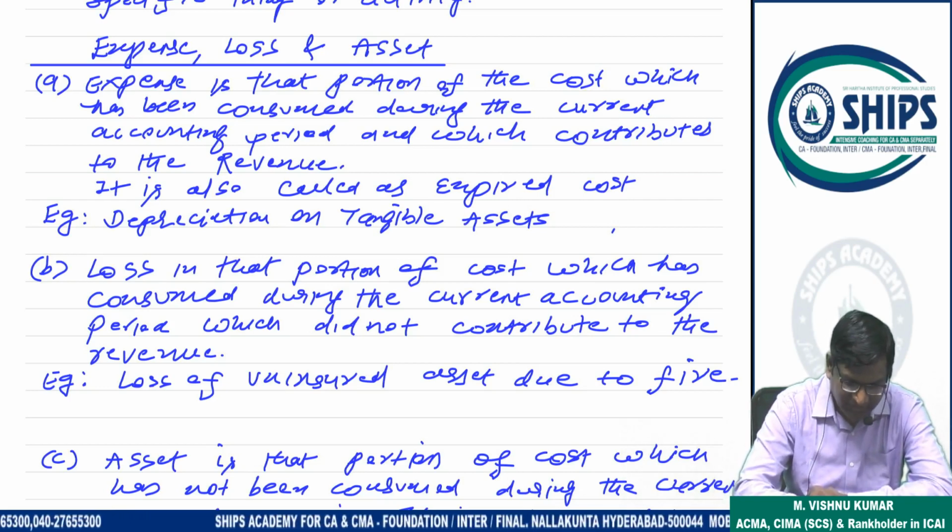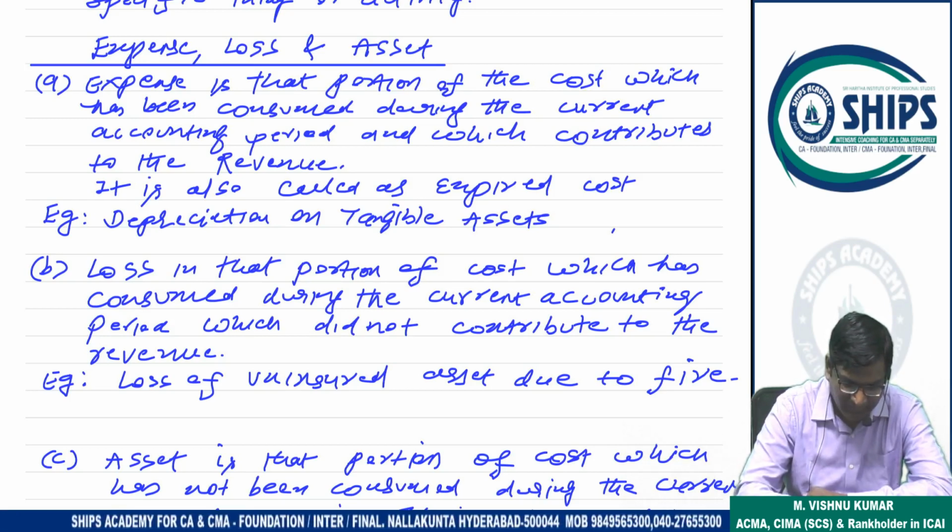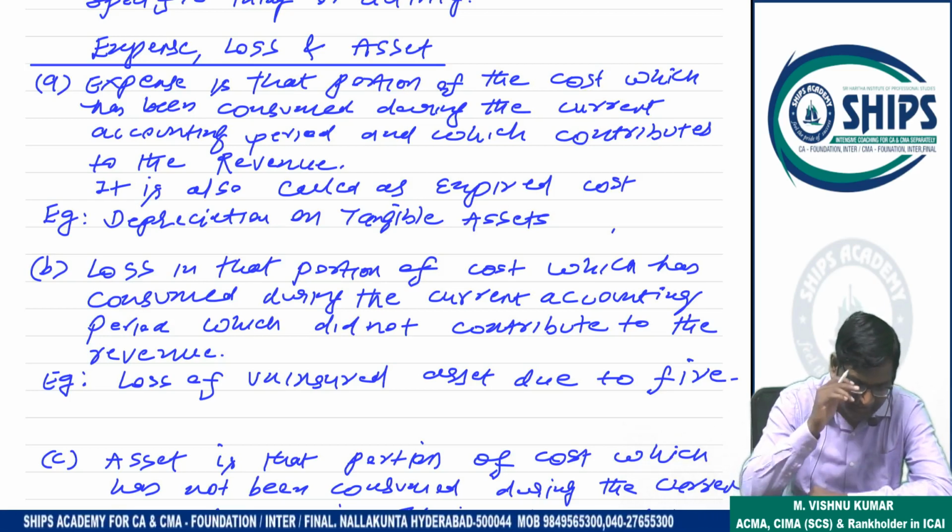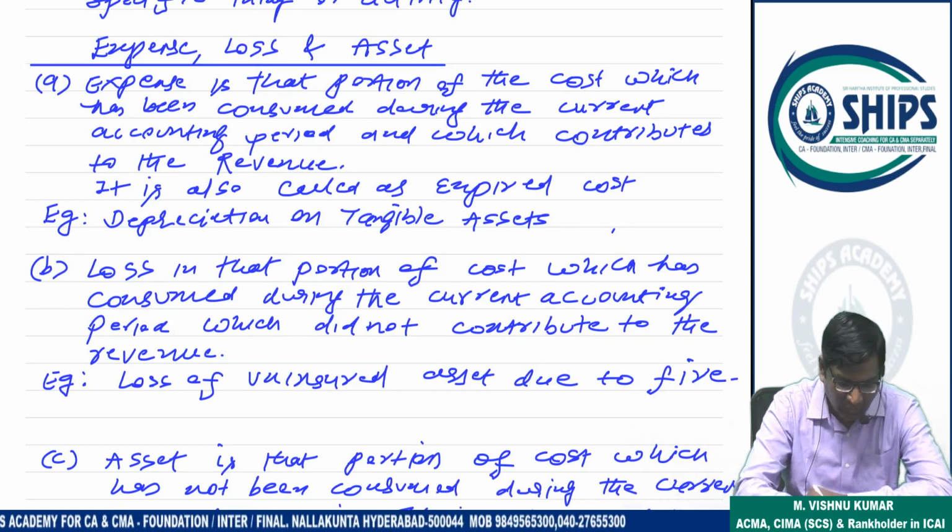So loss, depreciation on tangible asset is an example of asset. Expenses: salary, rent, Wi-Fi connectivity charges, broadband charges, all these are expenses.